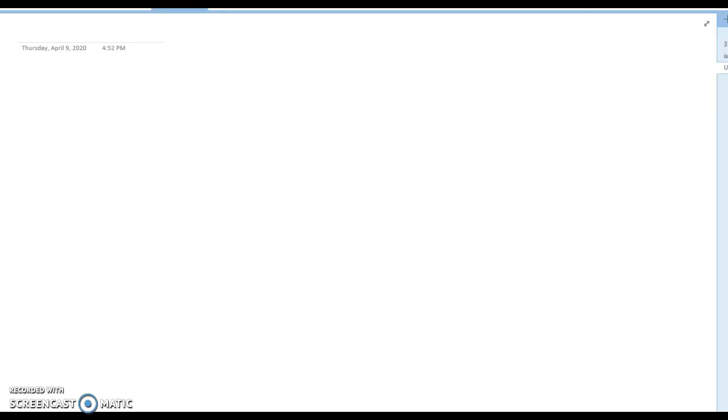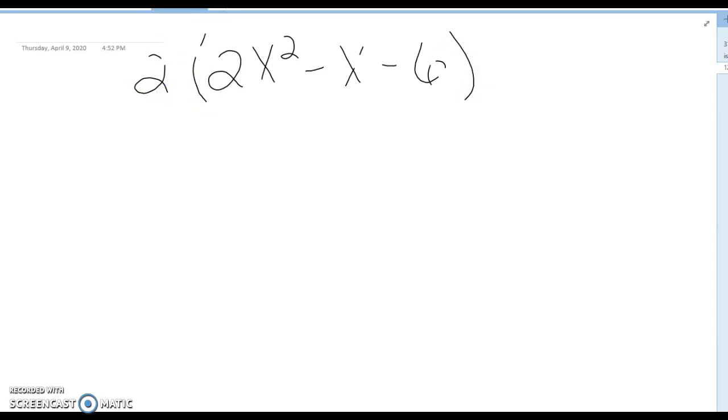The next one I want to try, and I want to make sure I write it down correctly, is 2x squared minus x minus 6. Okay, so remember, I am going to multiply the whole equation by a number. In this case, I'm multiplying by 2. And the reason I'm multiplying this by 2 is I need this to be a perfect square. And 2 times 2 is 4.